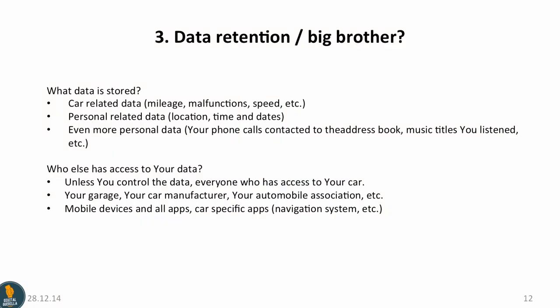So, after hearing that, are we facing a new dawn of data retention within the car? We have to answer a couple of questions. What data is stored? Car-related data, for example, mileage, malfunctions, speed, etc. Personal-related data, location, times, and dates. And even more personal data, for example, your phone calls, if you connect your phone or have a built-in cell phone in the car. The address book, if you sync it with your smartphone, for example. The music titles you listen to.